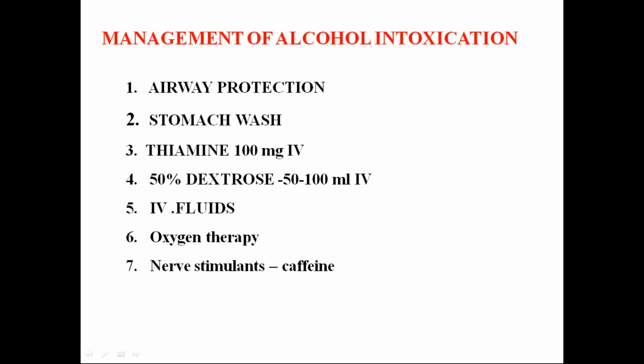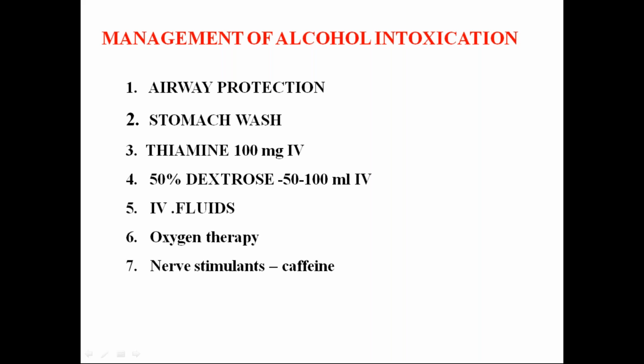And then thiamine is given because in the process of alcohol metabolism, thiamine is used. So you will have a thiamine deficiency which will later affect his well-being. So thiamine is given 100 mg IV, and then most of the time alcoholics will drink a lot but they will eat less. So because of that he may go into hypoglycemia. So that's why we give dextrose. 50% dextrose is given about 50 to 100 ml IV.